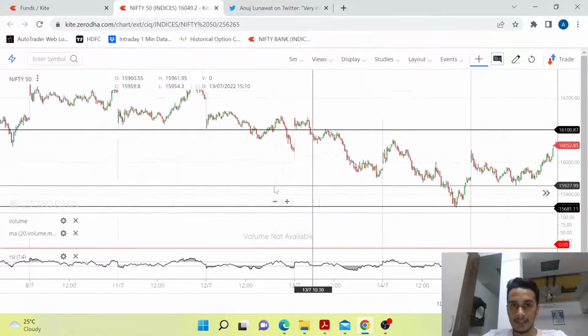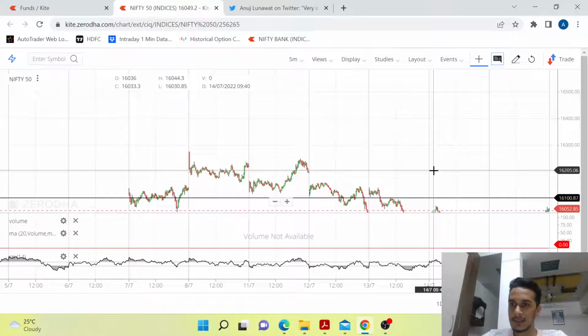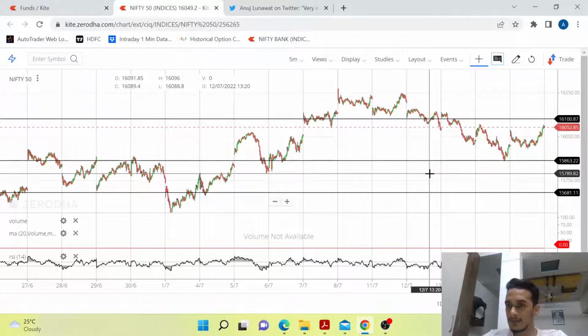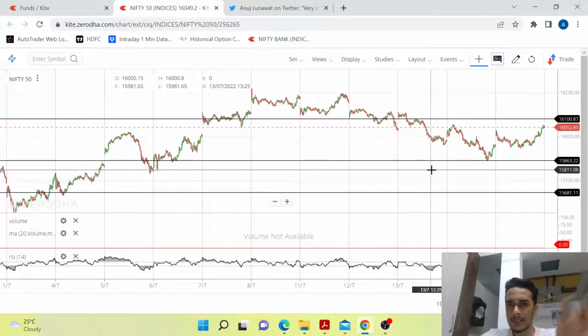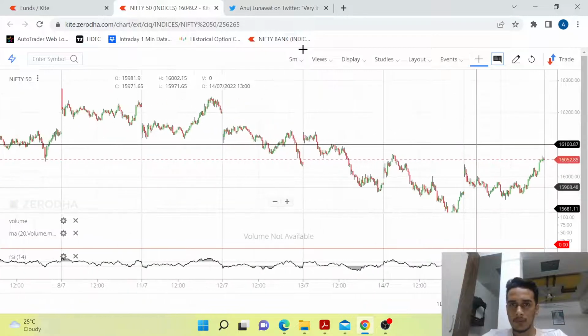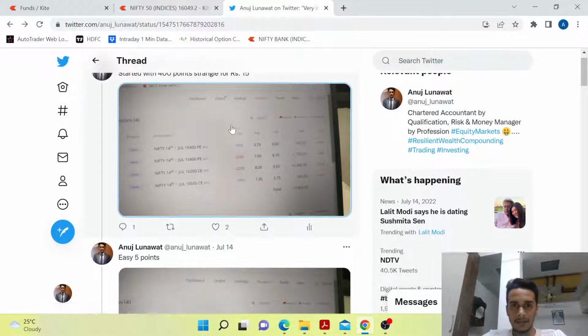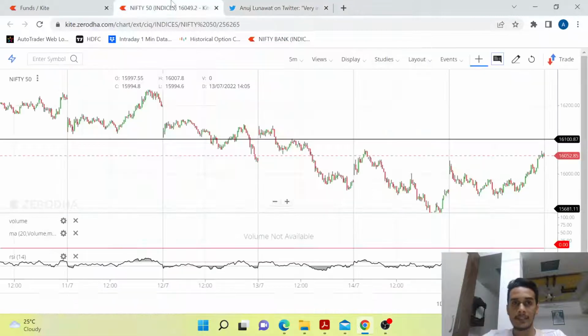So here, if we see, 16,200 could be assumed to be a very good resistance for the day, and on the downside, 15,800 was a good level which we could have said would hold, on 14th of July. So I had sold the 15,800 and 16,200 strangle, and here it was pretty neutral. My directional bias kicks in only and only after I observe the price action.